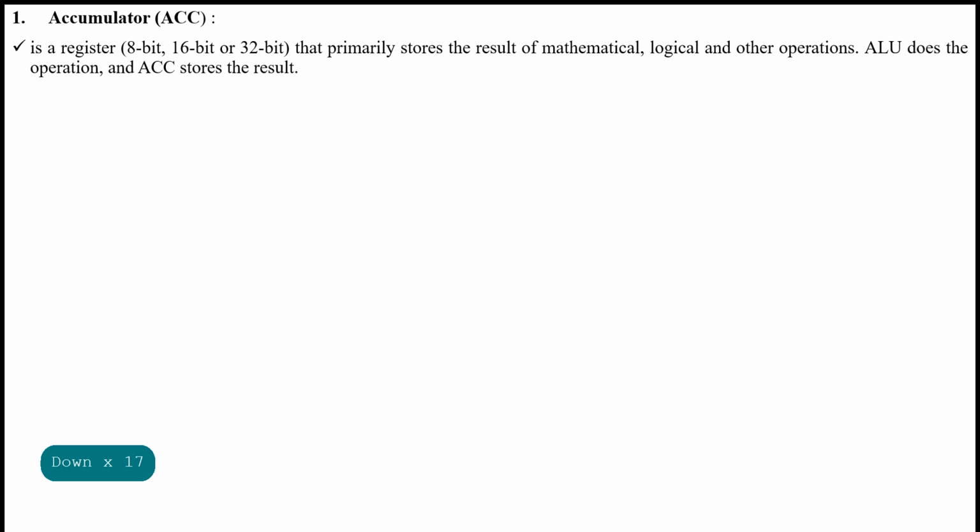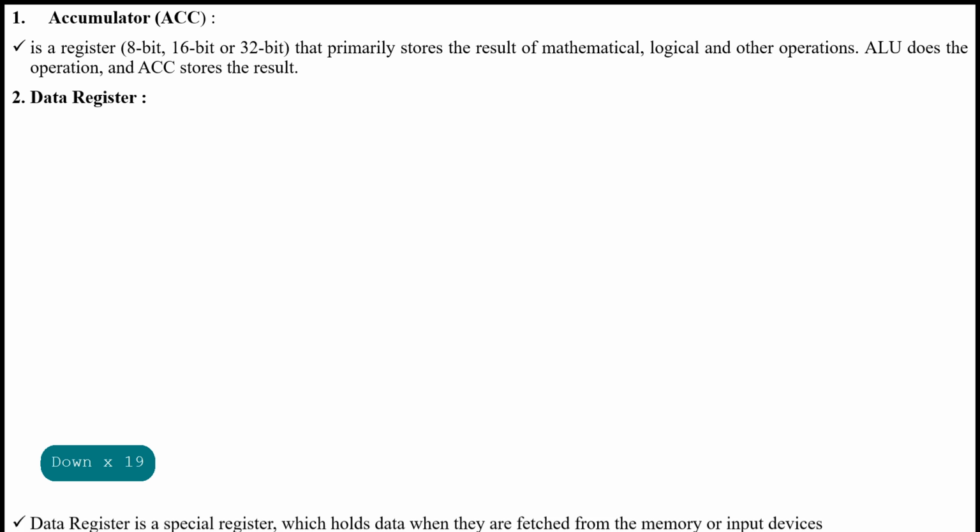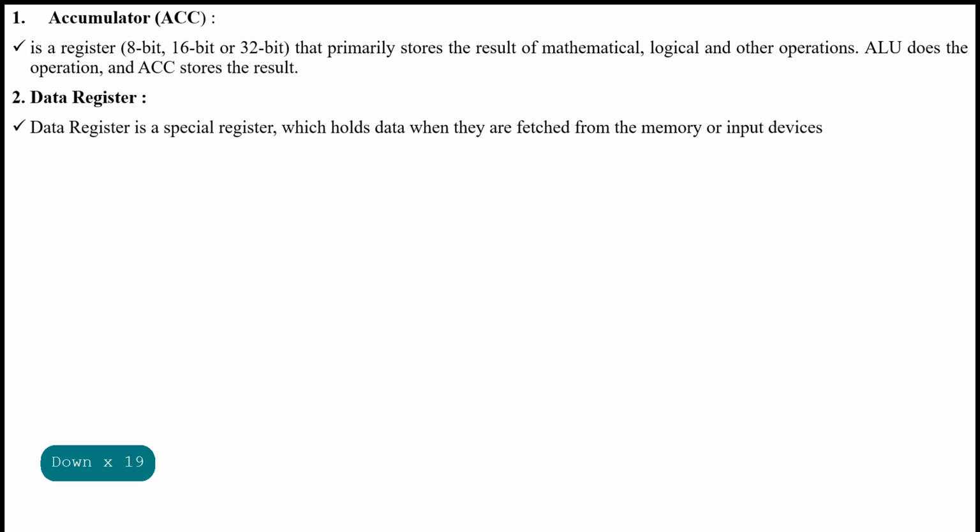First one, accumulator ACC. It is a register, 8-bit, 16-bit or 32-bit, that primarily stores the result of mathematical, logical or other operations. ALU does the operation and accumulator stores the result. Okay. Next, data register. Data register is a special register which holds data when they are fetched from the memory or input devices. So it holds data. Okay.